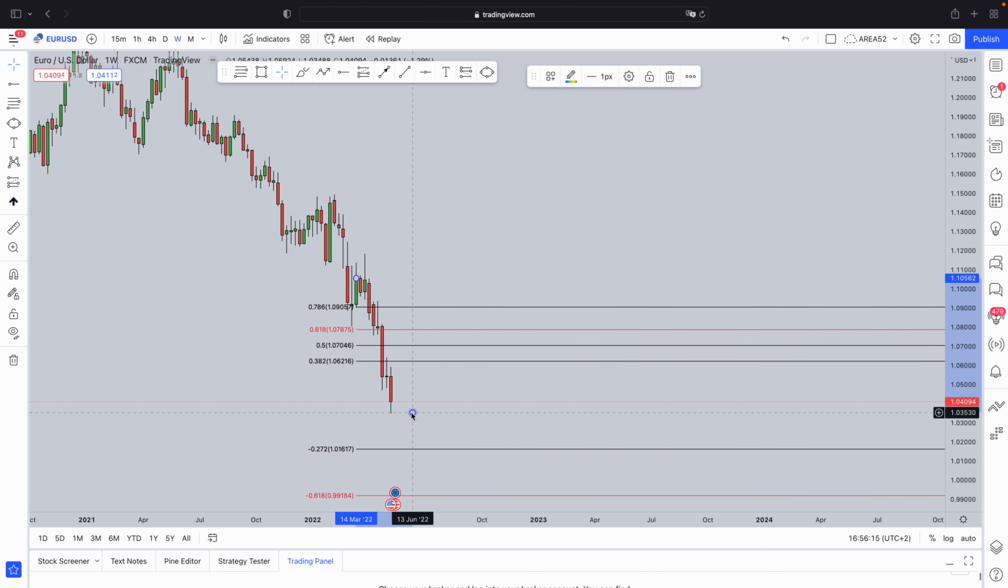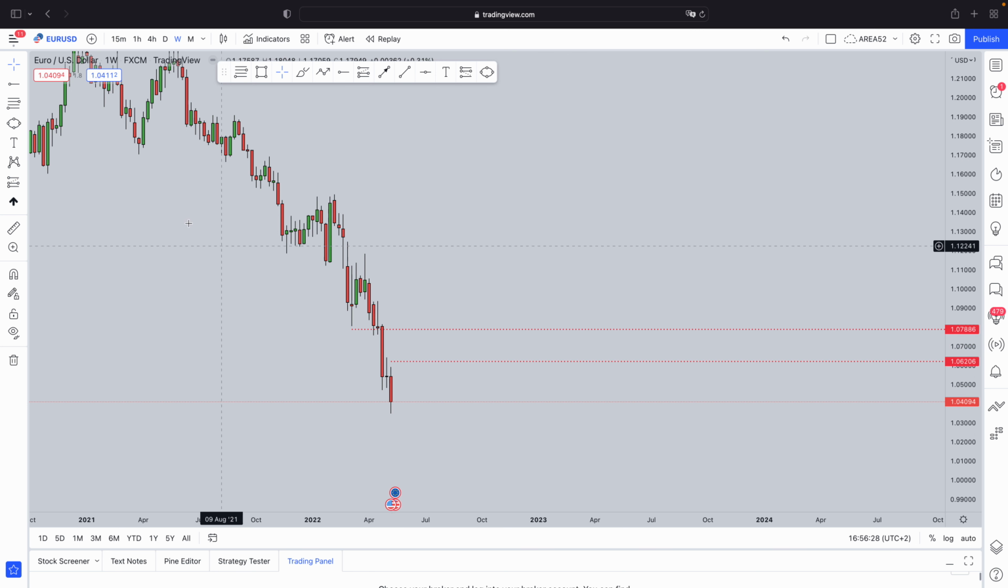At least to the 0.382, which will be located at this level over here. Alternatively, like I said, we could potentially see the market pull back to the 61.8, which is lining up perfectly with that previous level of support that is now acting as a level of resistance.